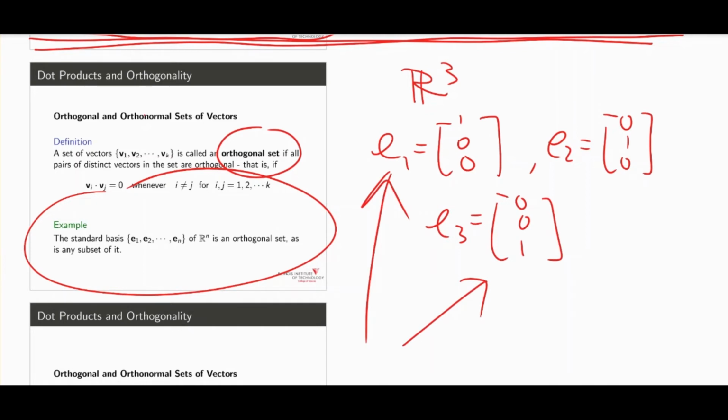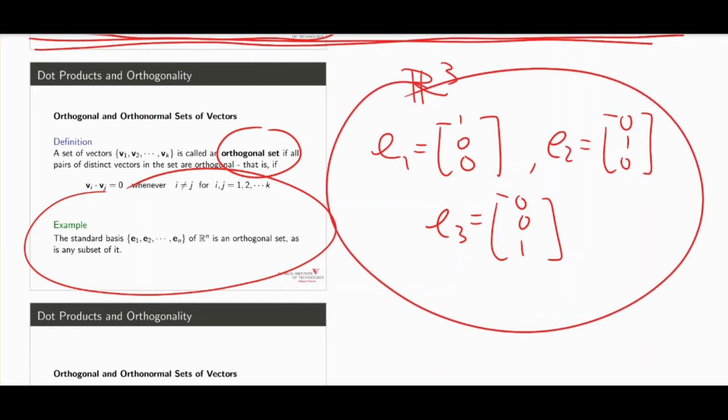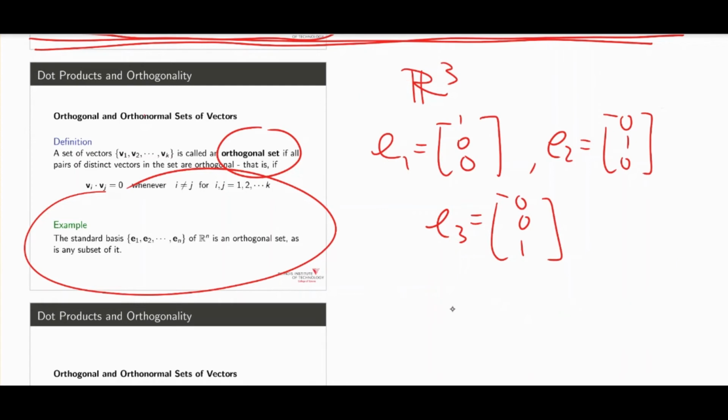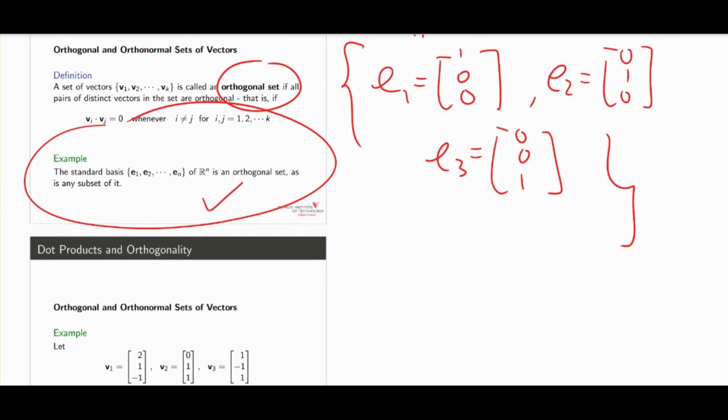Take the dot product, it is 0, right? Take these vectors, they are different vectors, take the dot products, they are 0. No matter how you do it, as long as you take two vectors that are different from these three vectors, you'll always get dot product equal to 0. So if you put them together in a set, that is what we call an orthogonal set, okay? So the standard basis is an orthogonal set, all right?